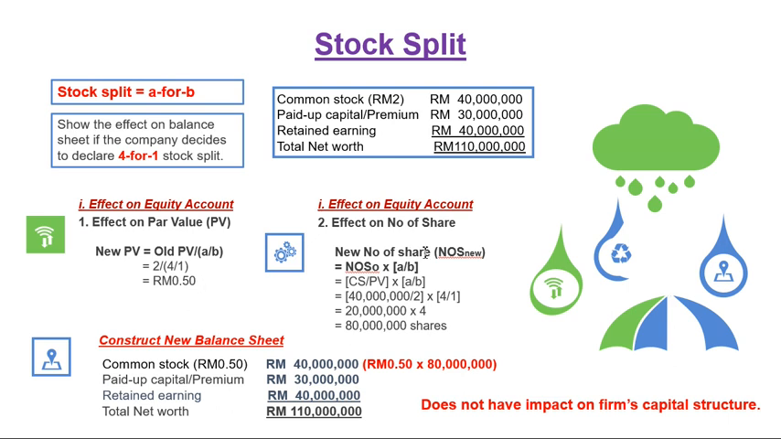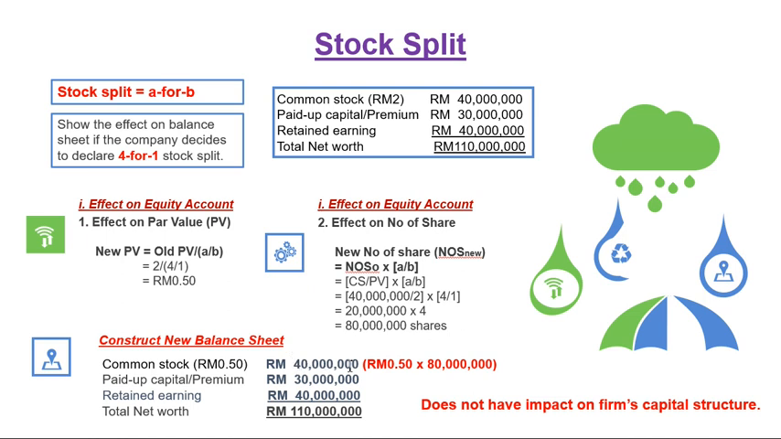In terms of number of shares, we will determine it by taking the number of outstanding shares multiplied by A over B. The number of outstanding shares is determined by taking common stock divided by par value. Common stock is 40 million and par value is 2 ringgit. Therefore, the new number of shares is 80 million shares. From the number of shares as well as par value, we can determine the common stock.